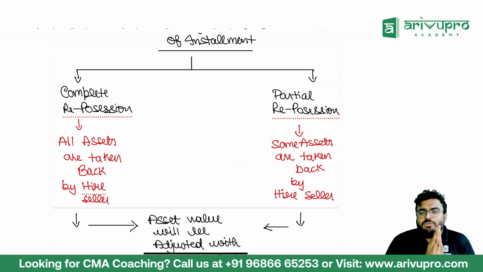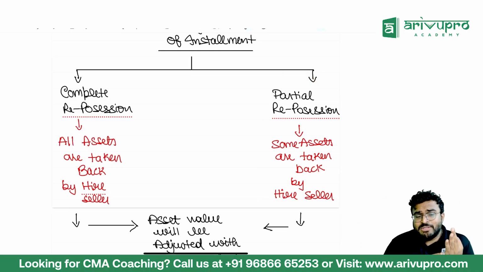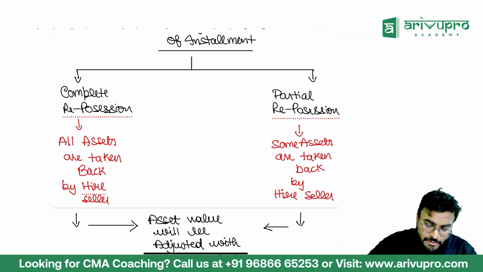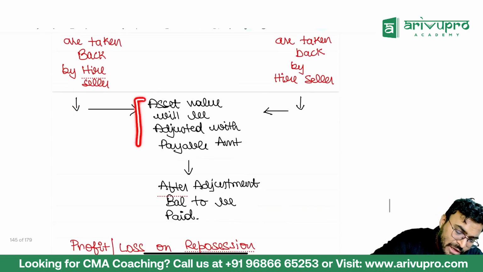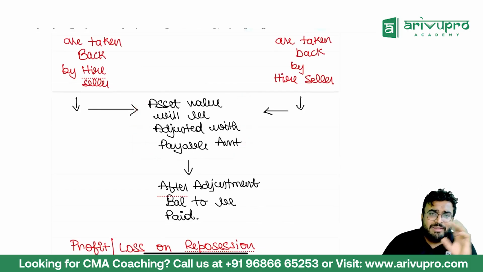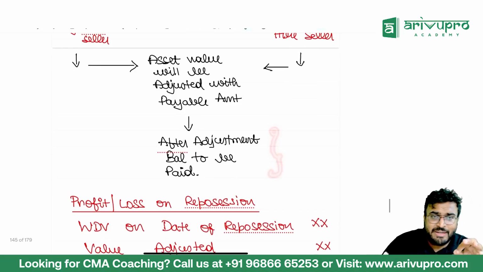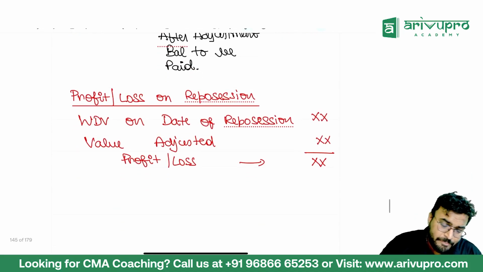Complete repossession means what? I had 3 trucks, and this fellow took all the 3 trucks and went. Partial repossession means he took 2 trucks and told me to keep 1 truck. Asset value will be adjusted with the payable amount. But after adjustment, if there is any balance, that has to be paid.